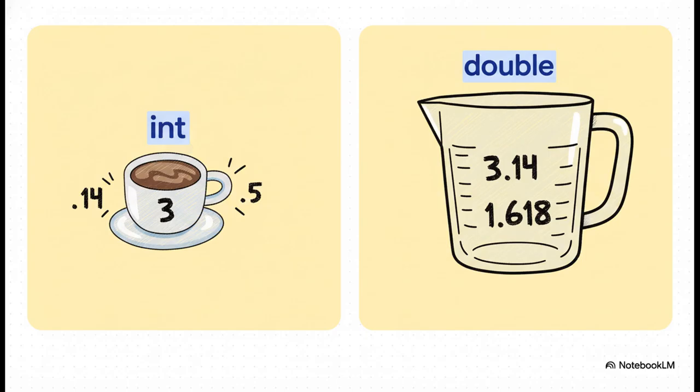First up, we've got integers, or int for short. These are only whole numbers, no fractions, no decimals. Think of an int like a small coffee cup. It holds a specific amount, and that's it. Then you've got the double. Now this is built for precision. It loves decimal points. It's more like a big measuring jug. It can handle all the little details.